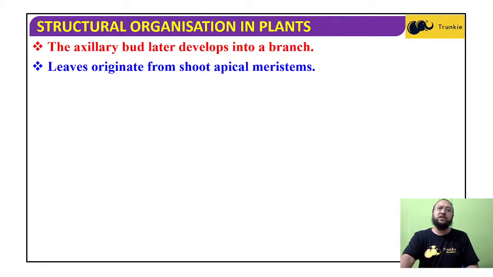Leaves originate from the shoot apical meristem. Meristematic tissue is present in both root and shoot, and the shoot develops into stems. The types of meristem are apical meristem, lateral meristem and intercalary meristem, which we have already studied in previous classes. So leaves originate from the shoot apical meristem.